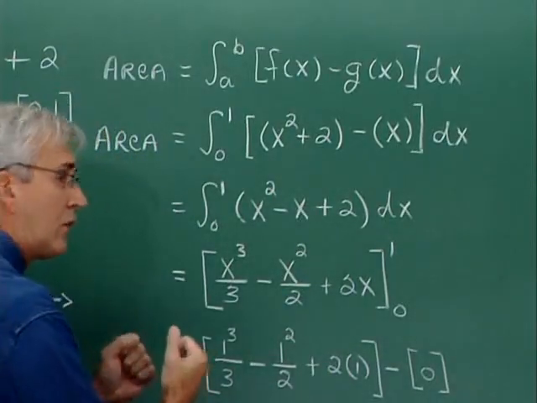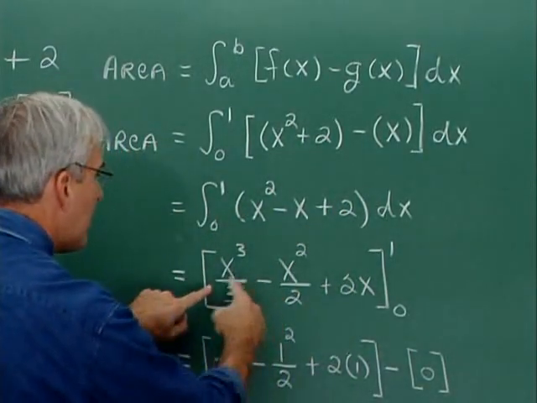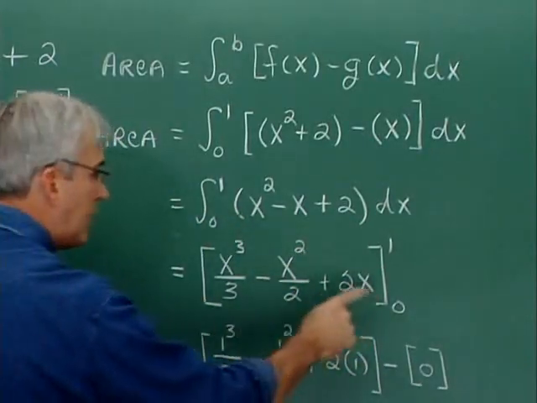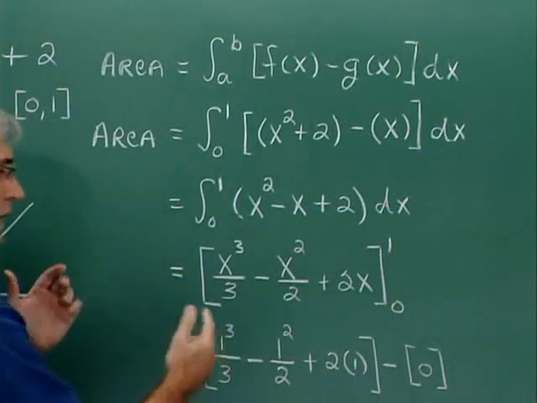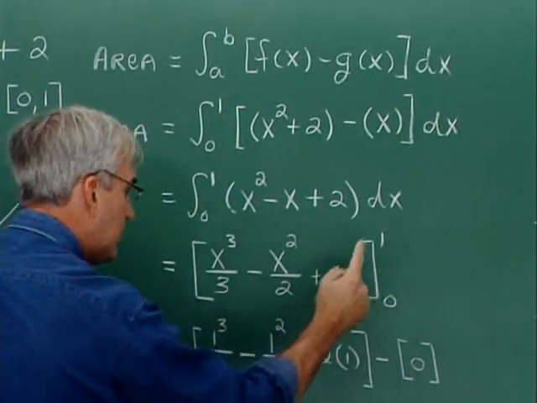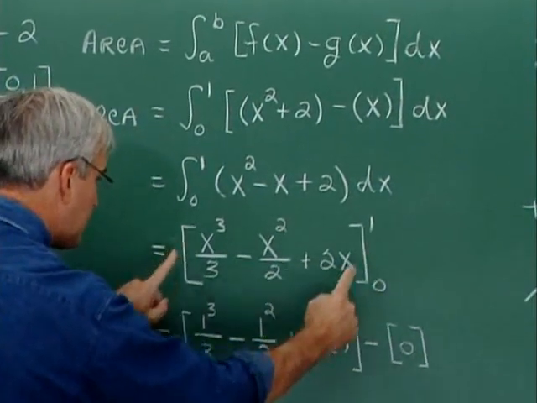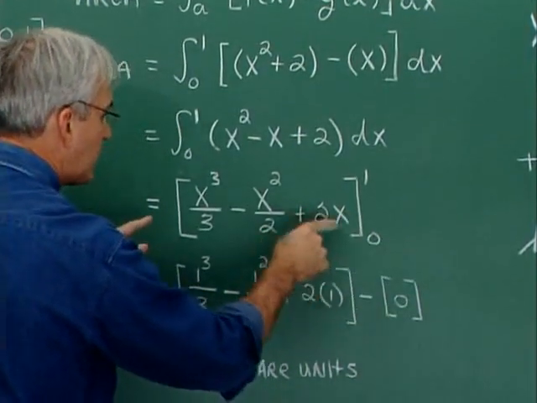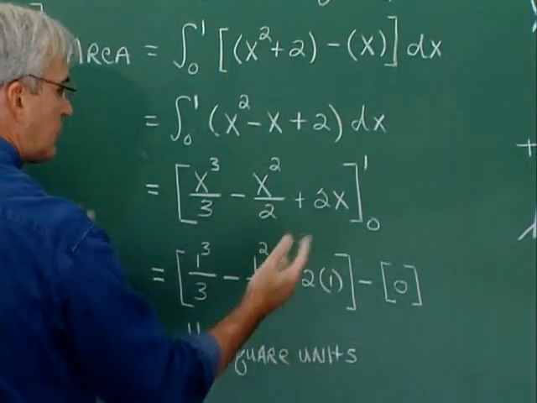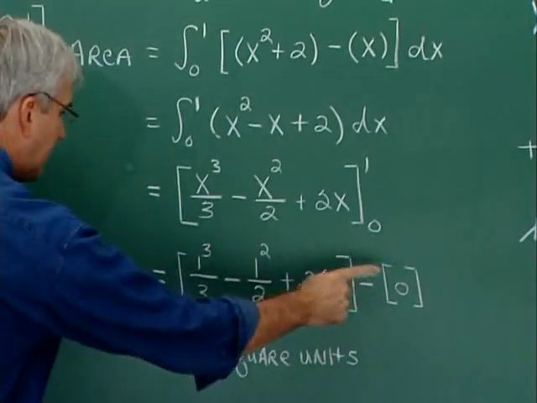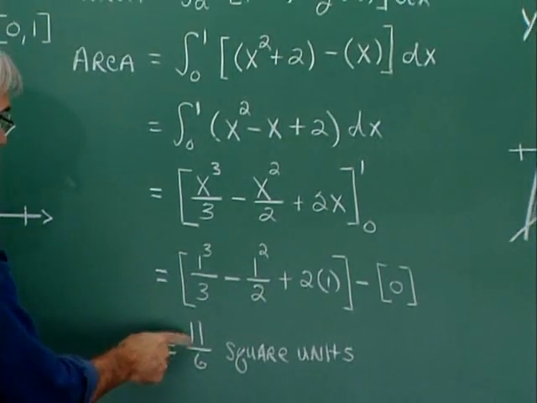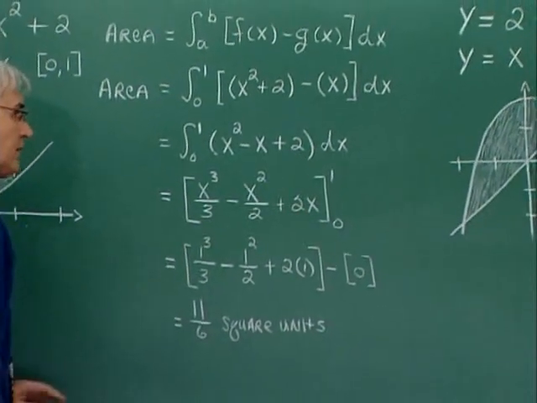And let's see, let's integrate. So we integrate here and we get this is the integral function for that expression. And we're integrating from 0 to 1. So f of 1 means take all of these x's and replace them with 1's, and we get this. And then minus f of 0 means replace the x's with 0's, and all those terms go out. So we have this, and collecting we find that the area between the two graphs is 11/6 square units.